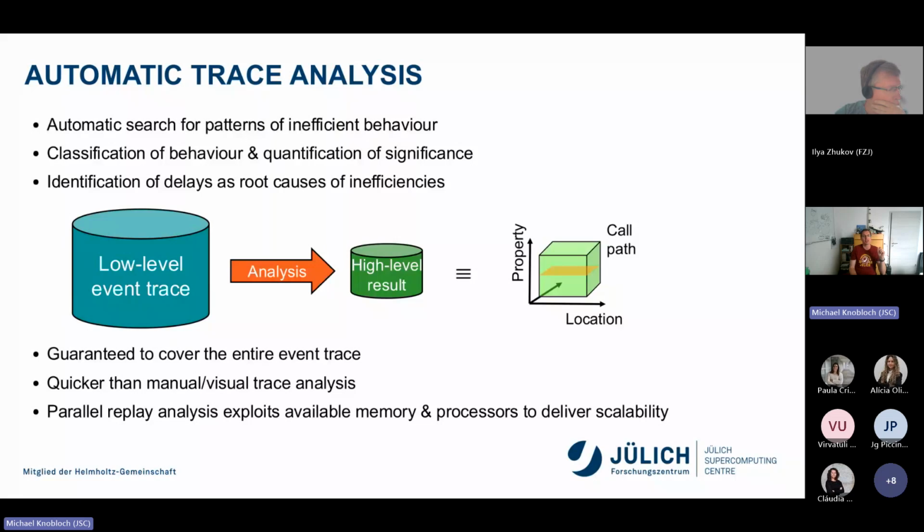And why is that nice? Because we are guaranteed to cover the entire event trace. So all the hundreds of gigabytes of data are covered in the Scalasca trace analysis and shown to you. And this can be way quicker than a purely manual or visual trace analysis. And how do we do that? Well, we do a parallel replay analysis that exploits the available memory and the processors to deliver scalability. So basically, we use the same resources that were used to do the computation, the calculation of your application, and run the trace analysis after that with the same resources.